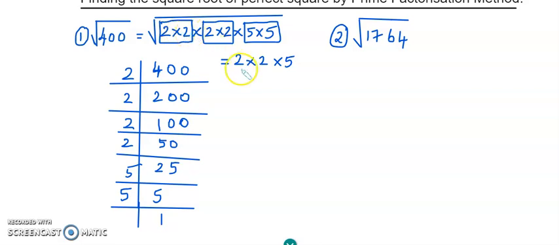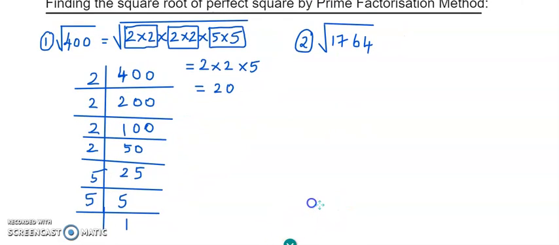Square root means from the pair you have to take 1. So from 2 2s you have taken 1 2. From these 2 2s you have taken out 1 2, and from these 5 5s you have taken 5 out. So what is the answer? Yes, it's 20. Okay, let's do the next one. 1764.